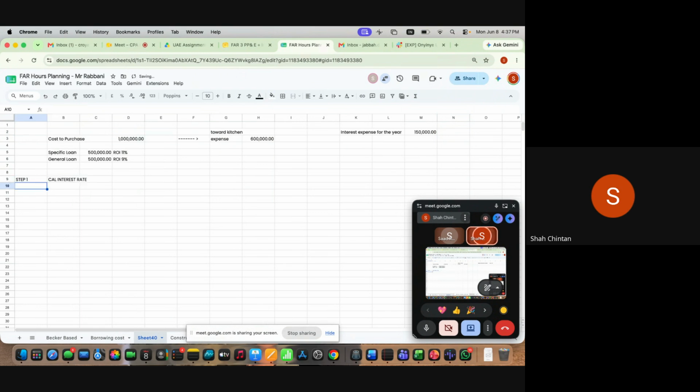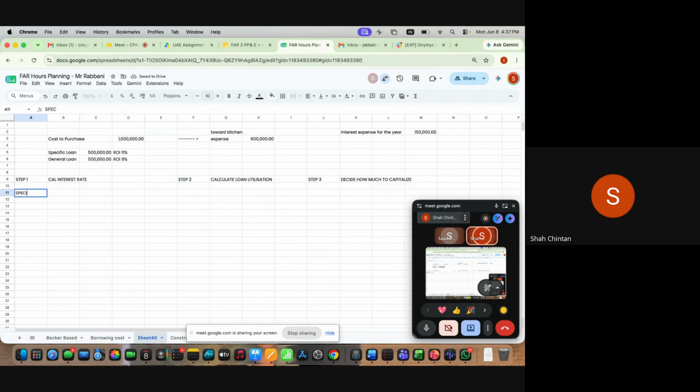So if it's a specific loan, my interest rate is simple 11%, but I have a specific plus general as well. So this is my first step. Step number 2, calculate the loan utilization. And step number 3, decide how much to capitalize. So let's calculate interest rate.